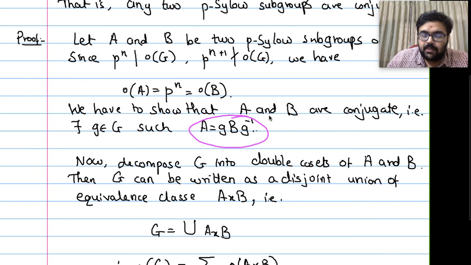So to show that A and B are conjugate, we have to find some G. We have to show that there exists. So what happens if we go by the method of contradiction? On the contrary, suppose this is not true. What is the negation of this?